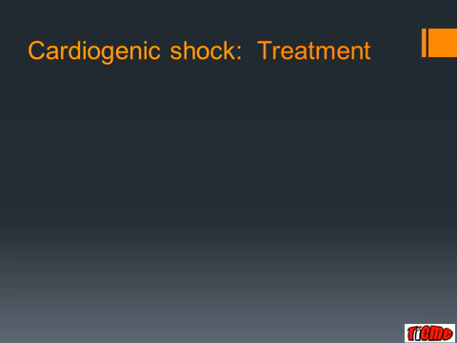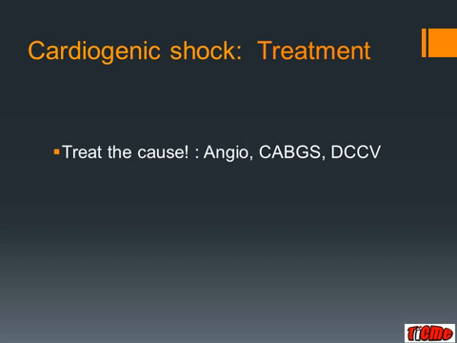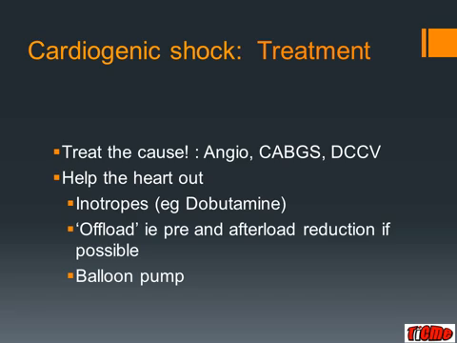Cardiogenic shock, the treatment, surprisingly, is treat the cause. So someone who's blocked off their LAD needs thrombolysis or an angiogram. Sometimes they need emergency CABGs. Someone who's having an arrhythmia needs to have their arrhythmia cardioverted, or they're not going to get better. You also need to help the heart out. Sometimes you need inotropes such as dobutamine to give some positive beta effect. You need to help offload the heart as well, because reducing afterload will certainly help cardiac output, and sometimes reducing preload in an overloaded heart will help as well. And in extreme circumstances, a balloon pump to augment diastolic filling of the coronary arteries is also beneficial.